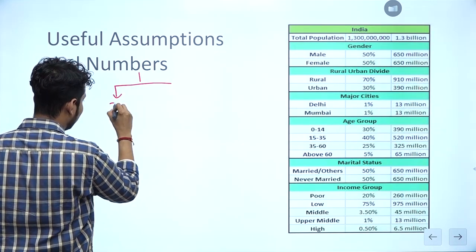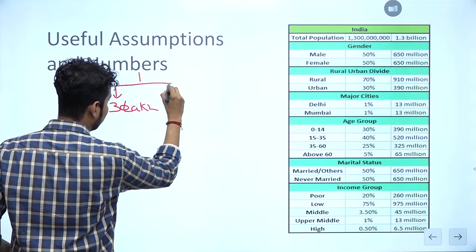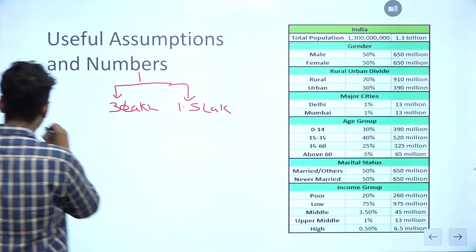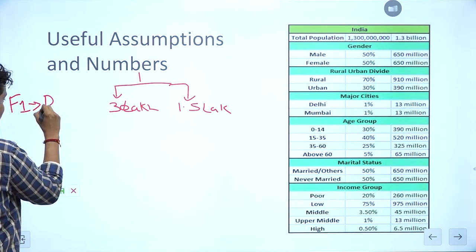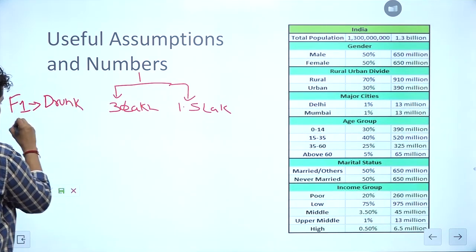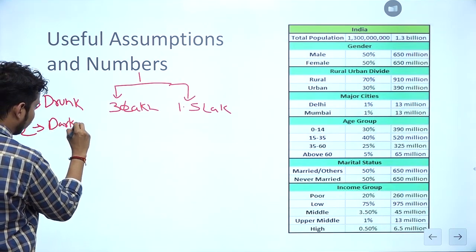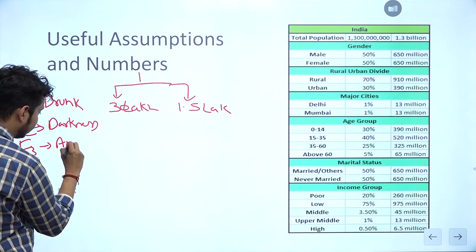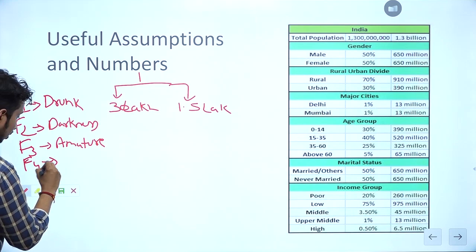So we had this number, 3 lakh, 1.5 lakh. Factor 1, drunk. Factor 2, darkness. Factor 3, immature. Factor 4, symmetry.